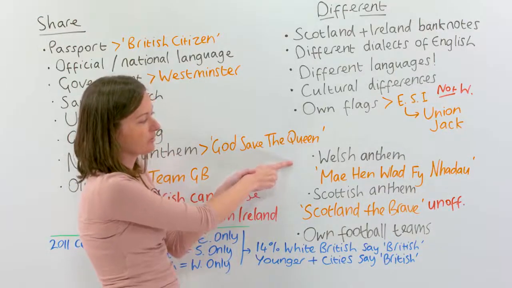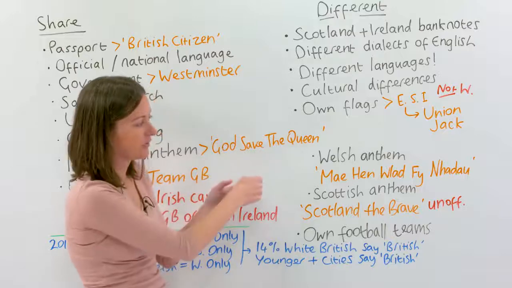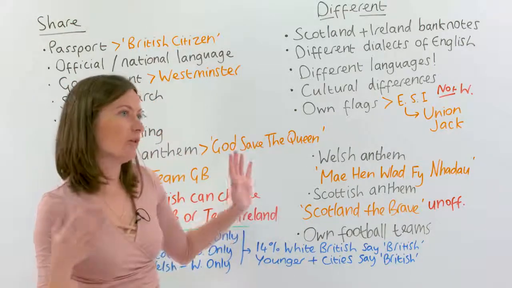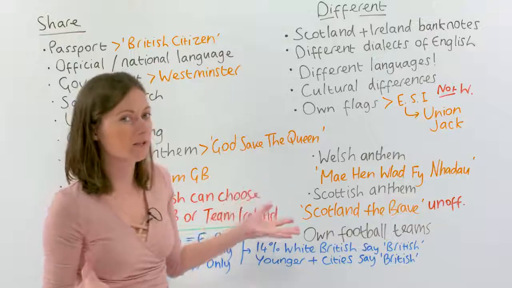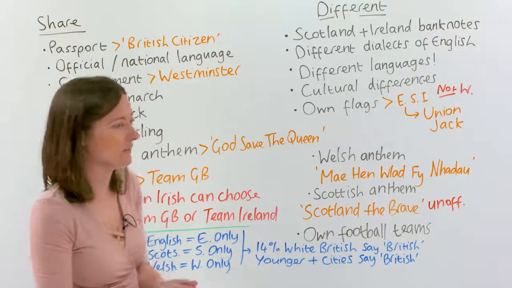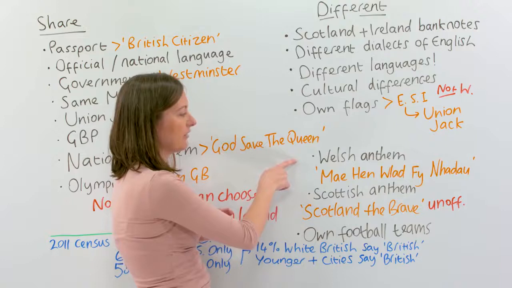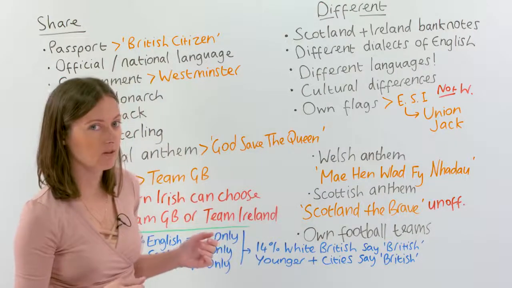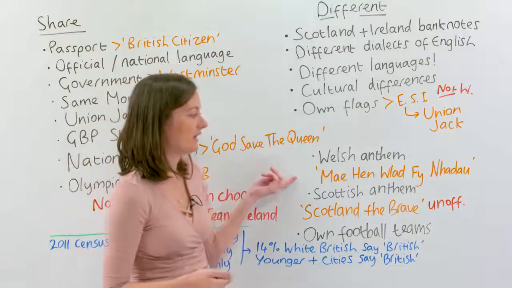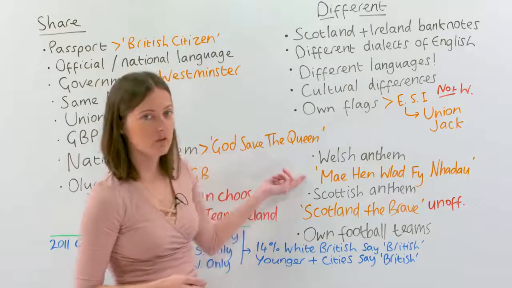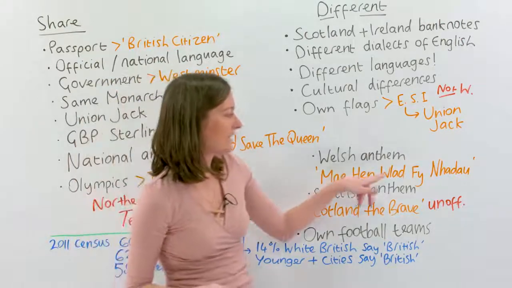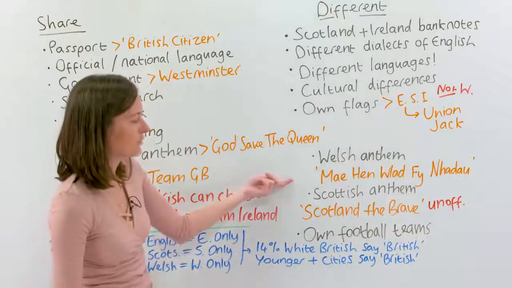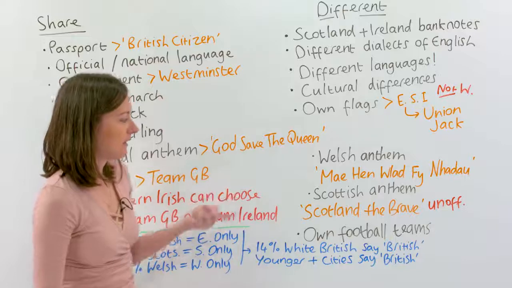Moving on to national anthems. God Save the Queen is for everyone. Everybody in the UK can sing that as their national anthem. However, the Welsh also have a Welsh national anthem, which they may prefer to sing. This is in the Welsh language. Mae hen wlad fy nhadau. I have no idea how to pronounce it in Welsh, but that's theirs.